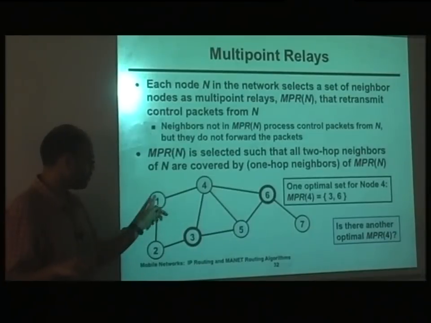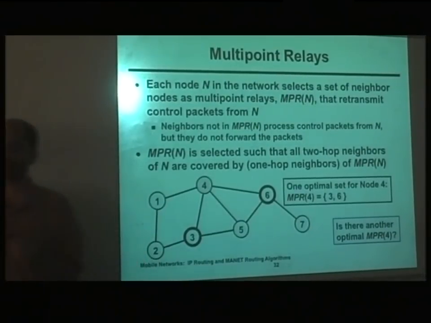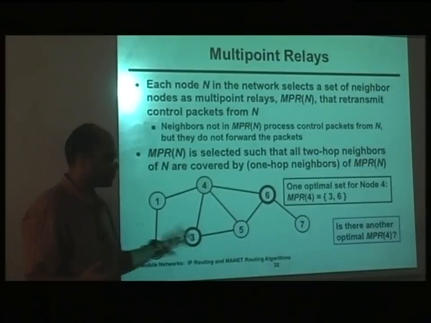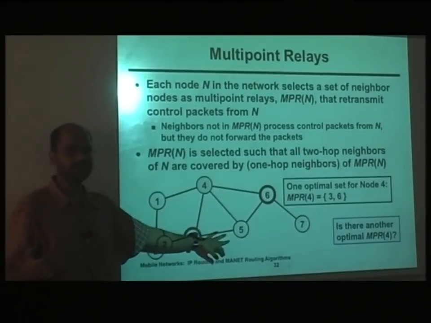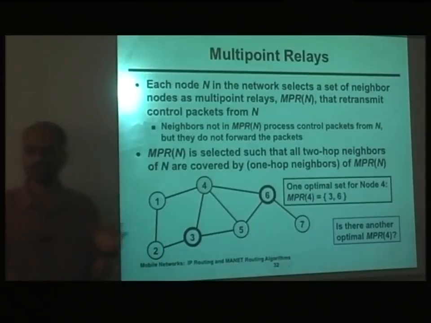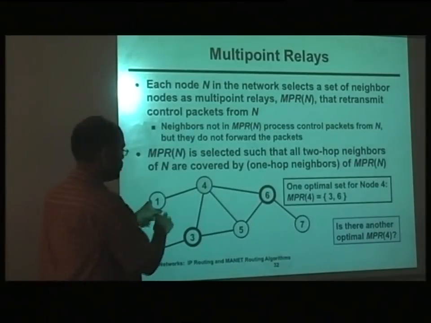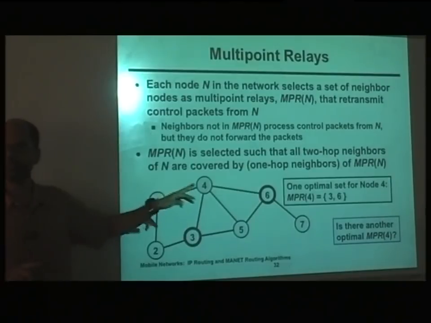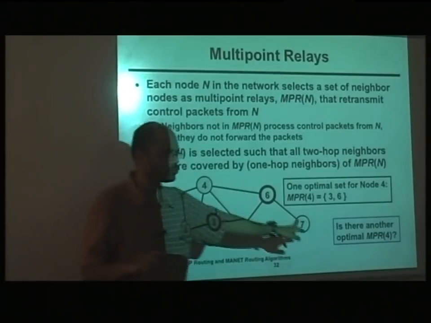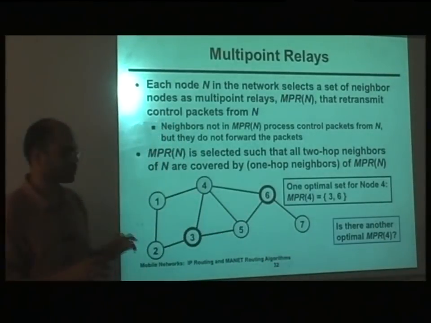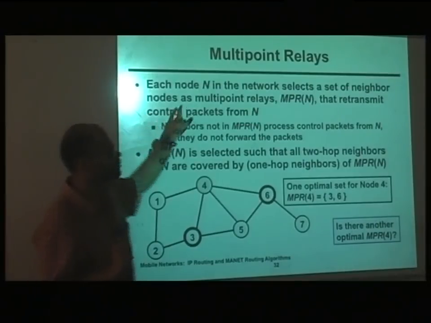Similarly 1 and 2. But 1 and 3 cannot directly reach each other. It is out of range for them. So there is no link here. So once we construct this, it is a planar graph. Okay. Now we want to find out that any node should be able to talk to any other node. So for example, 1 should be able to talk to 7. And how do we construct the routing? So we define a concept called multi-point relays.